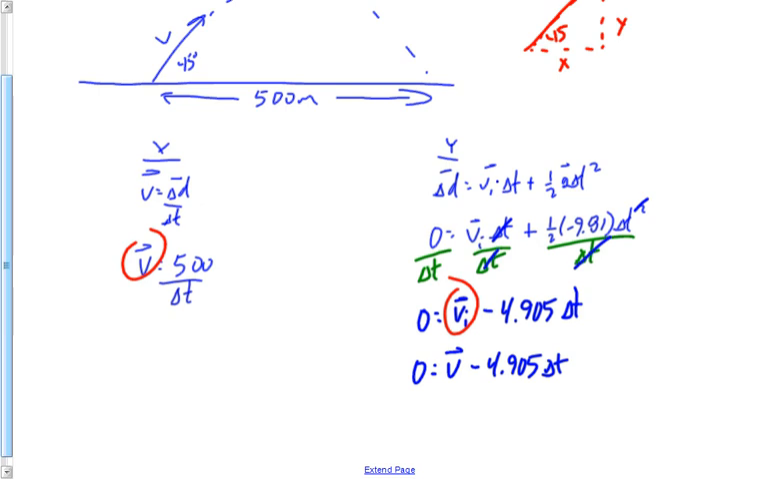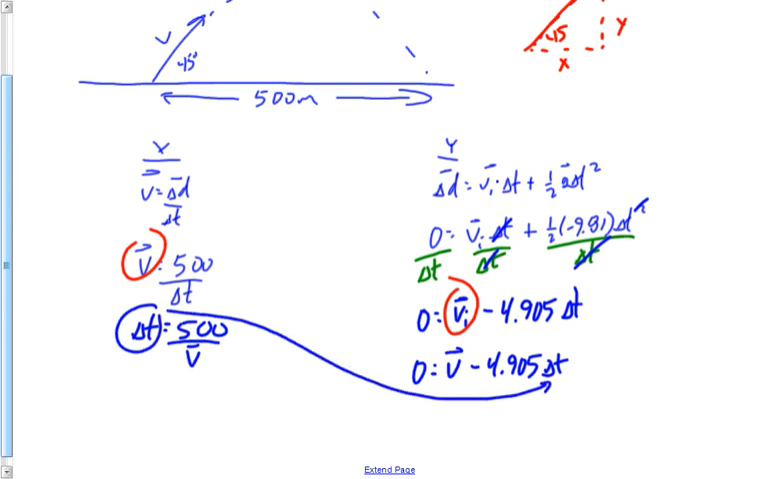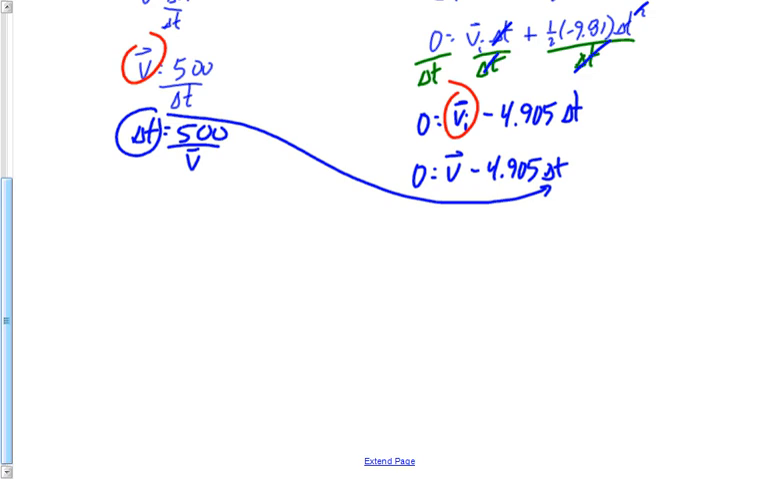You guys remember from math class maybe that you can find one of the unknowns by substitution here. Okay, I'm going to rearrange this. Get T is equal to 500 over V. I'm going to take this T and I'm going to plug it back into this equation here. 0 equals V minus 4.905 times 500 over V. Now it's one equation and one unknown.